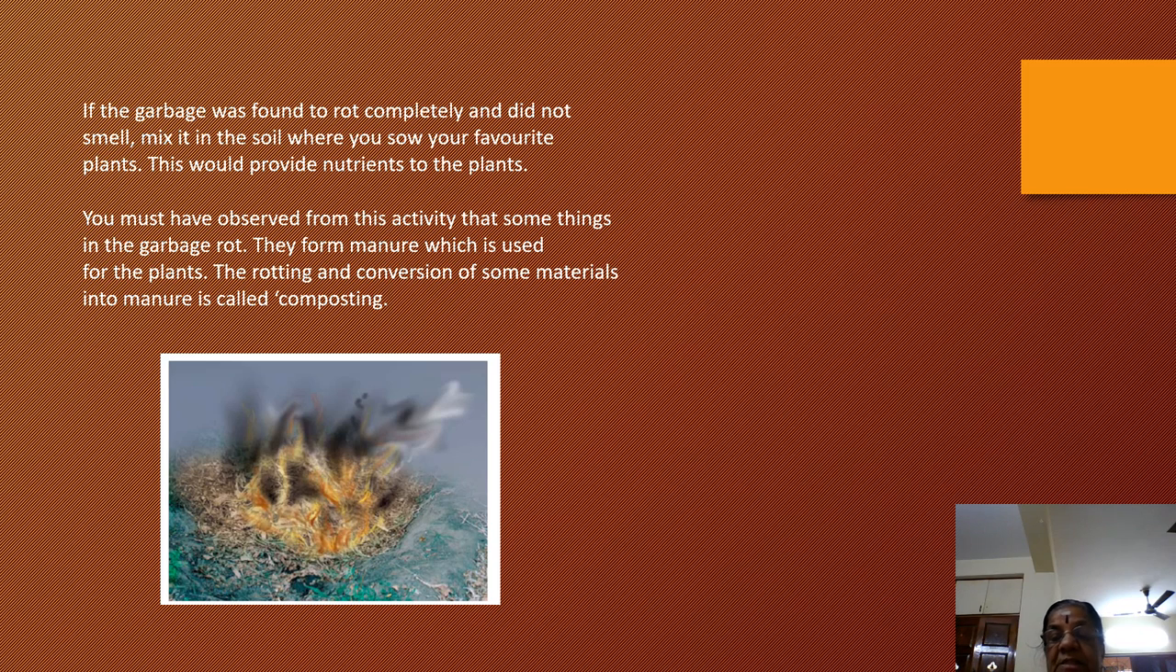With our kitchen waste too, we can make a process called compost. By using a process called composting, we can do it with kitchen waste. So we come across a term composting. The rotting and conversion of plant and animal waste into manure is known as composting. I repeat, the rotting and conversion of plant and animal waste into manure is known as composting.